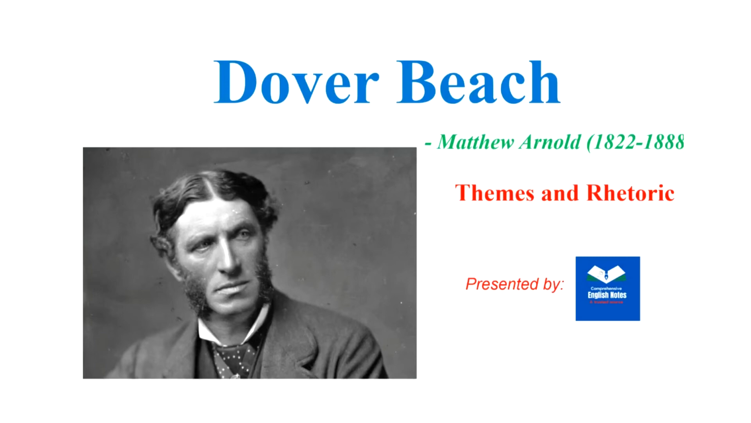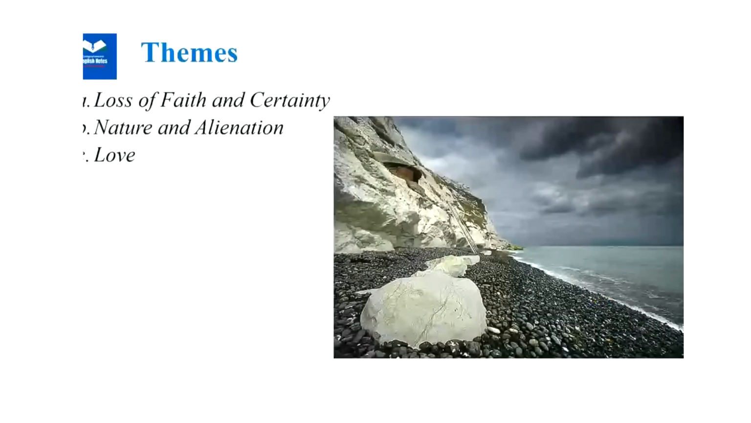In this video, I am discussing the themes and rhetoric we can find in the poem Dover Beach. It is written by Victorian poet Matthew Arnold, who was born in 1822 and died in 1888. There are three themes we can find in this poem.